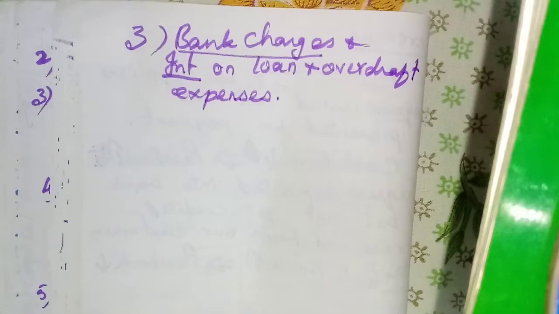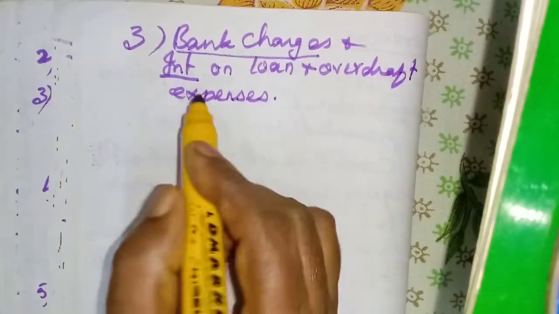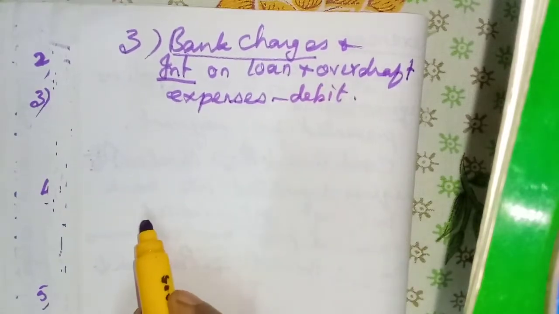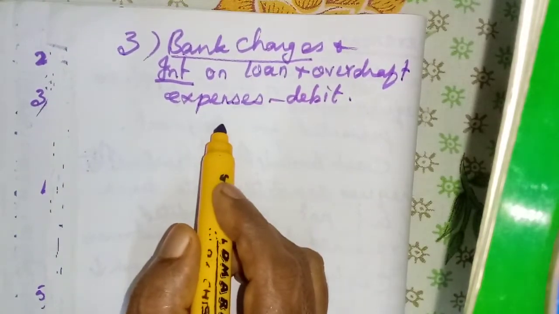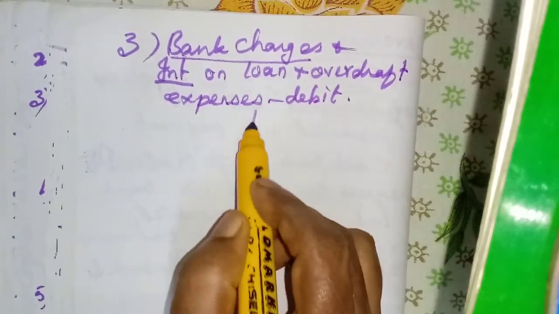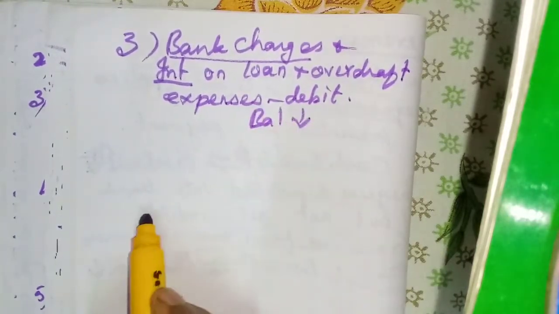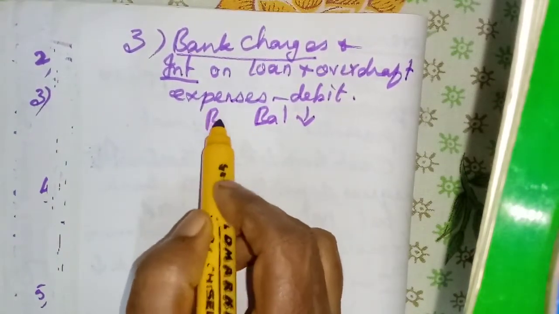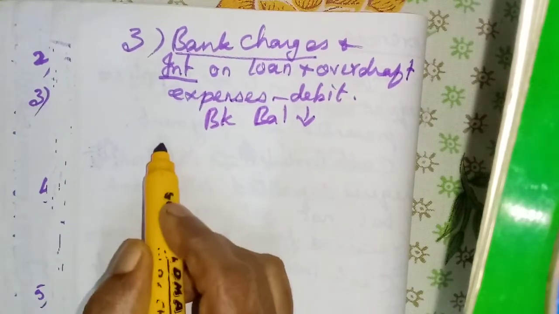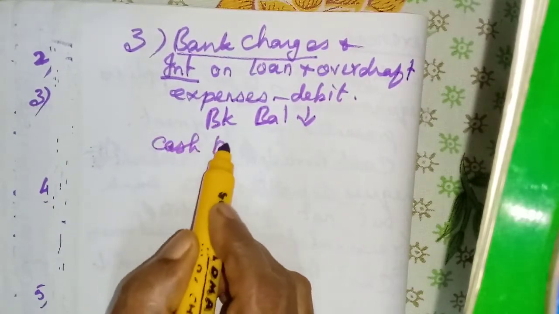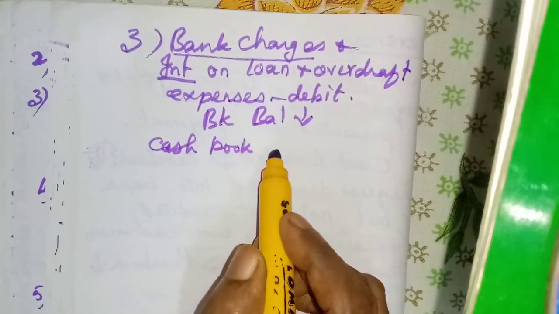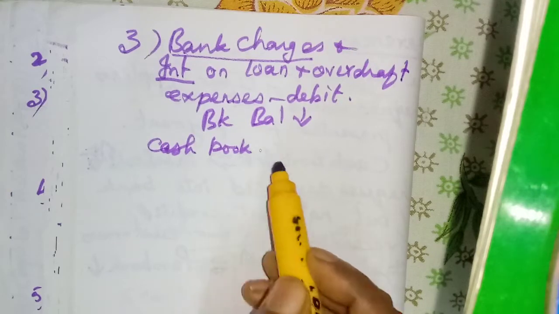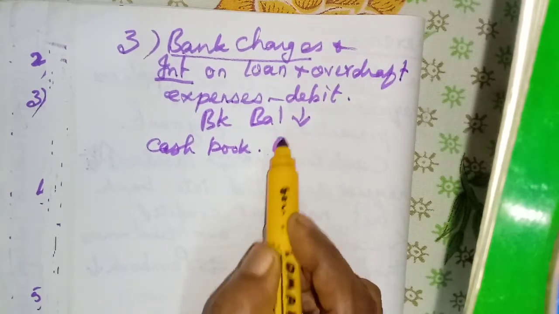So these expenses will be there, and they will debit in the passbook, isn't it? So the balance will be reduced. The balance will be less. But in the cash book, this is also an expense for the firm, isn't it? This expense we will not enter in the cash book, the bank column.